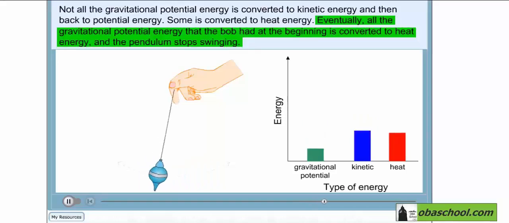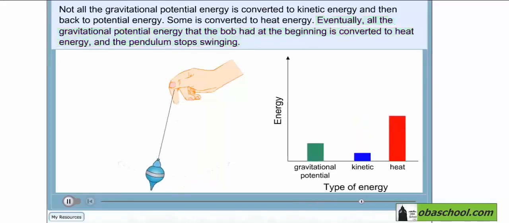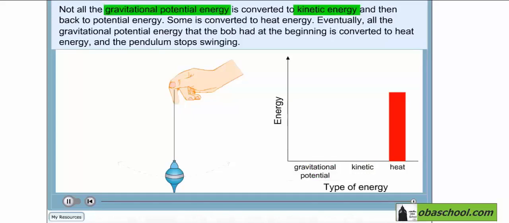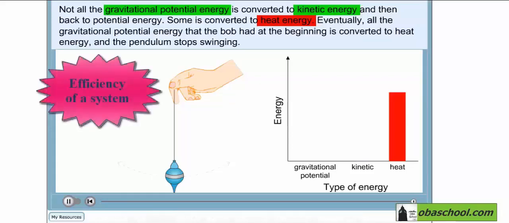And eventually, all the gravitational potential energy that the bob had at the beginning is converted to heat energy and the pendulum will stop swinging. So as you can see here what's happening in the graph, the gravitational potential energy and the kinetic energy faded and the heat energy reached its maximum, and this is what affects the efficiency of the system.